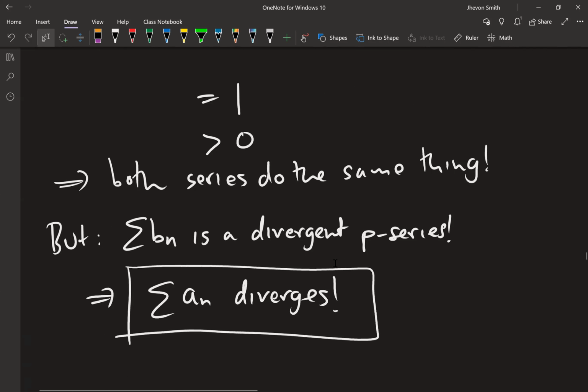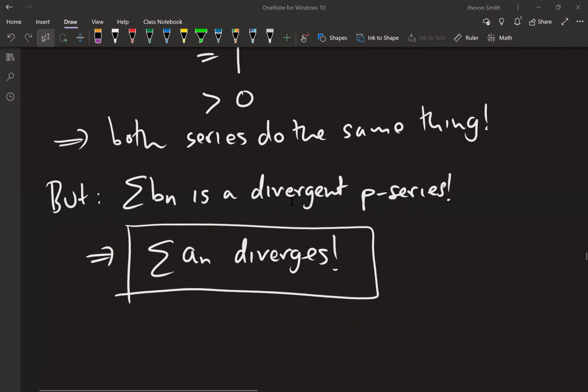Because the limit comparison doesn't care who's bigger or who's smaller. So if you don't know, it doesn't actually matter. For the direct comparison, you do need to know for sure who's bigger and who's smaller. And you can only determine convergence if the larger guy converges. You can only determine divergence if the smaller guy diverges. And in all other scenarios, you don't know. So in this case, the limit comparison test is the better test to use.